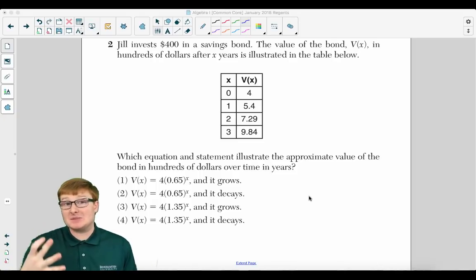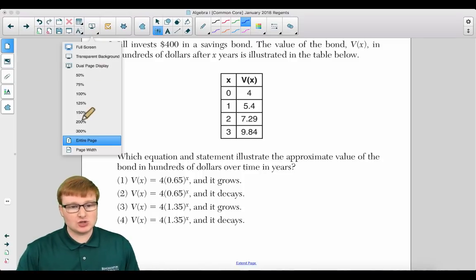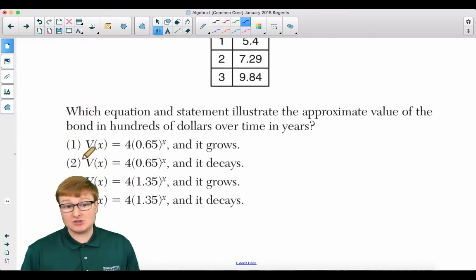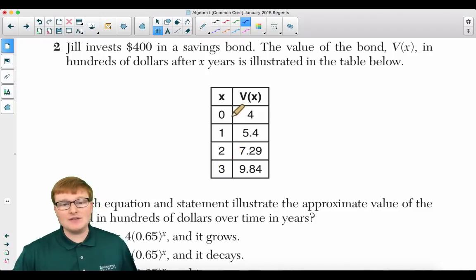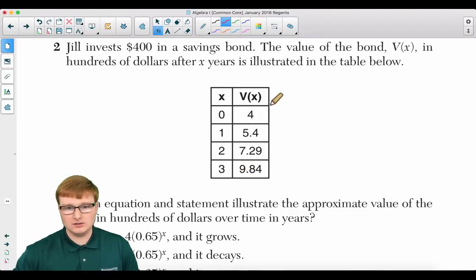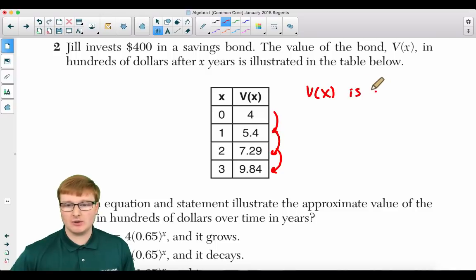So you need to determine which one it is. Is it exponential growth or is it exponential decay? Well, as you can see in these answer choices, some of them are exponential growth and some of them are exponential decay. Let's take a look at the table of values that they actually give us. For every x value that is increasing, the y values are all going up. So this is in fact clearly exponential growth because V of x is growing.